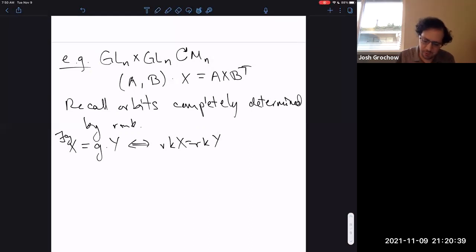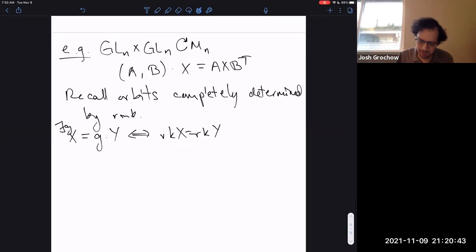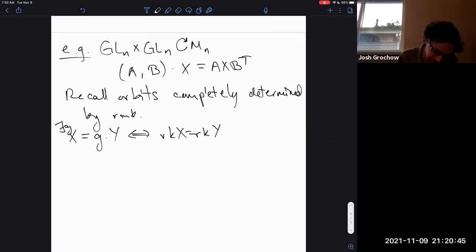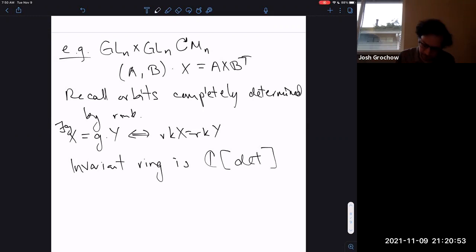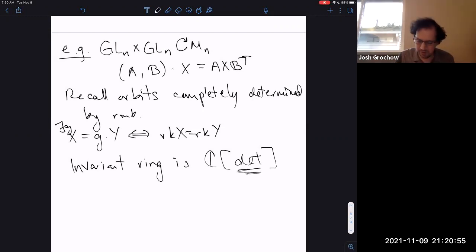Okay, but if we look at the invariant theory, sort of in the style of classical invariant theory or geometric invariant theory, there's one invariant here. So the invariant ring is C adjoin the determinant, meaning there's only one invariant, which is the determinant of X. So invariants, they sort of capture rank. They will tell you whether it's full rank or not, but not beyond that.